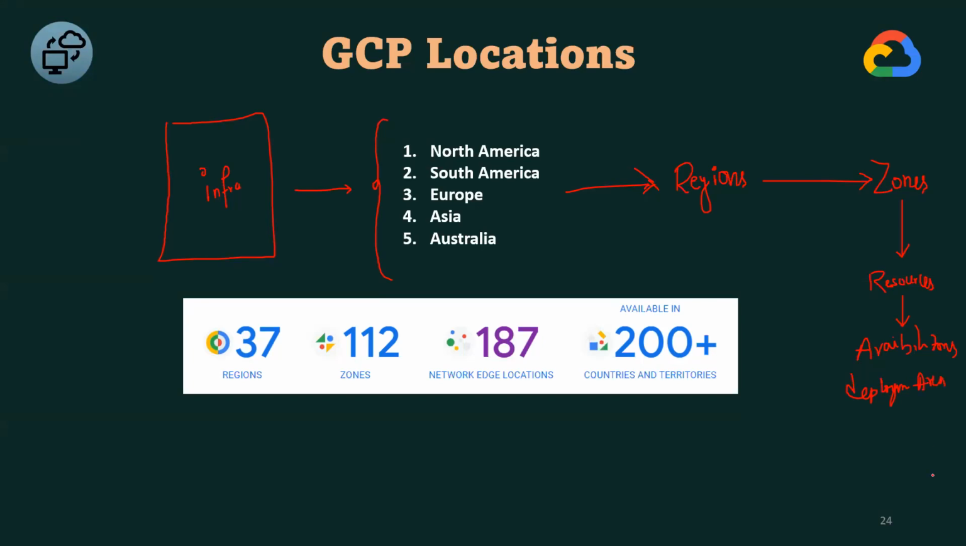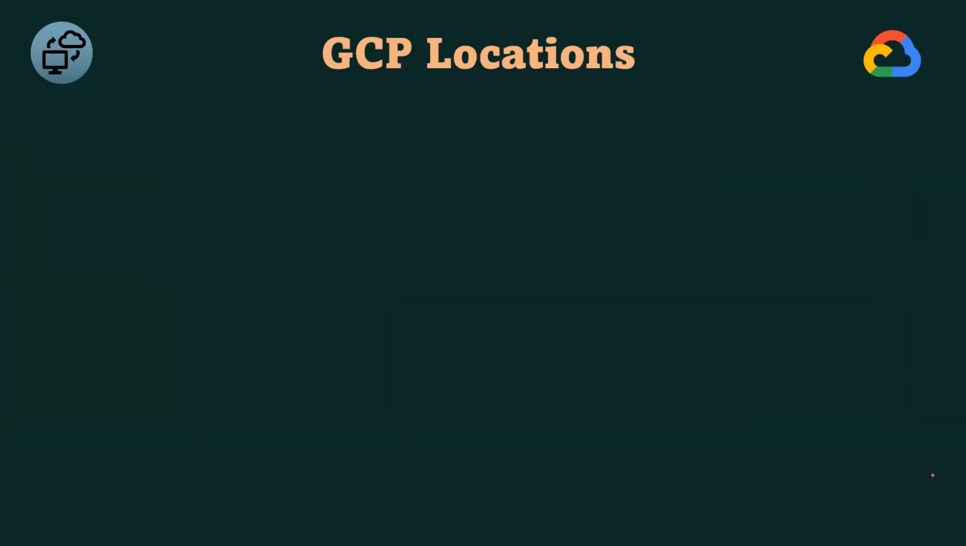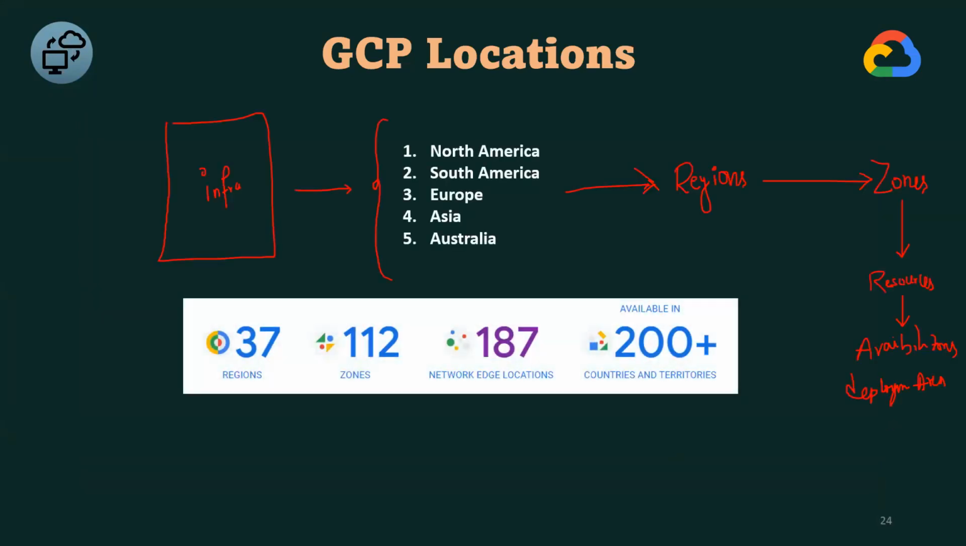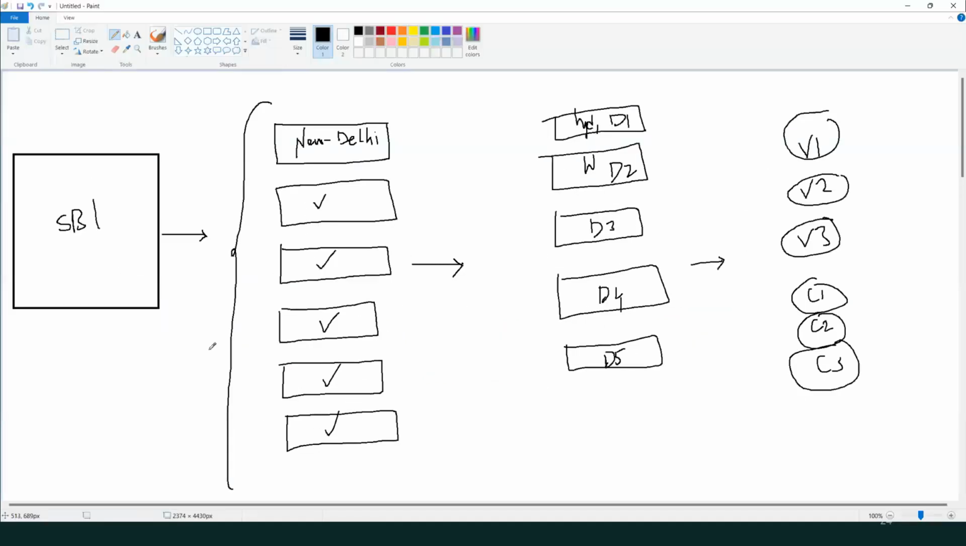Okay, so this is what availability zones or deployment areas are, because the actual resources are available there. If you go to our SBI example, where is the actual bank situated? Is it situated in New Delhi? No. New Delhi, in one of the districts, in one of the villages, it is situated. Actually, each branch will be situated in a village or a city.